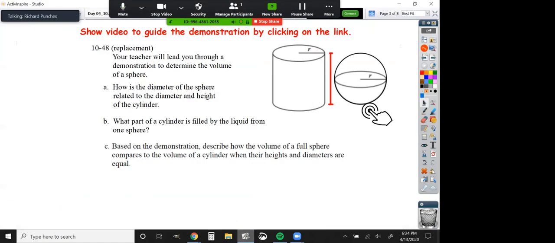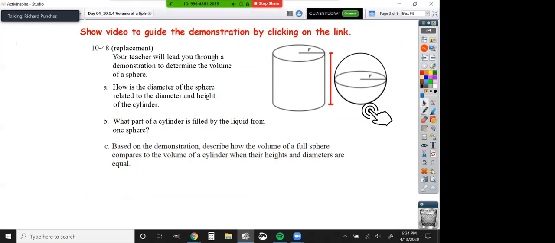Take this and we're going to fill it up with water. Pour it into the cylinder. And we're going to see what fraction, what part of the cylinder fills up with the water that's in there. I think it's going to be the whole cylinder. Half. 1/3, 2/3, 3/4. It's 2/3. What part of the cylinder is filled with the liquid from one sphere?